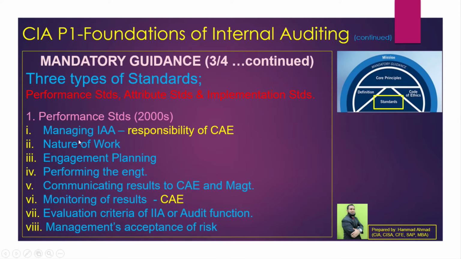The second thing which performance standards explain is the nature of work, whether it is an assurance activity or a consulting activity. Then engagement planning, performing the engagement, communicating results to the CAE and the management, and monitoring of results is the responsibility of the Chief Audit Executive. Evaluation criteria of the IIA or audit function is also covered in the performance standards, that is, how the internal audit activity has performed its work, ultimately whether they are adding value or not, and management's acceptance of risk. So these points are covered in performance standards. The details of these standards we will study in upcoming units and in Part 2.